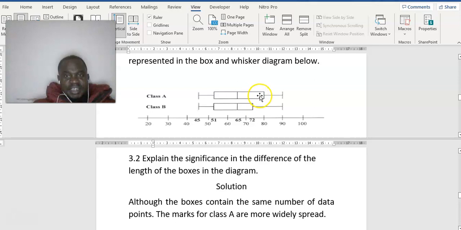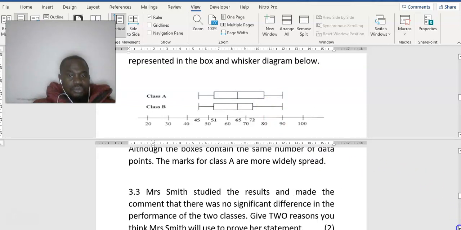You see that this one extends to this. The data points are the same. They all end at the same point from the minimum. Minimum is the same, maximum is the same. But this one is more spread. The box for this one extends. The Q1 is the same, but the Q3 is not the same. The one for A is more spread. It's more widely spread than B.